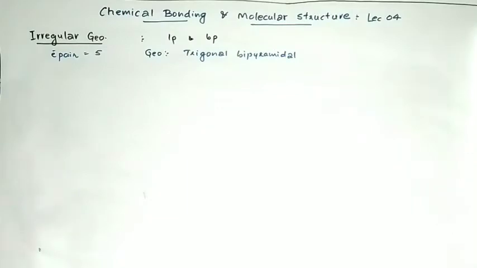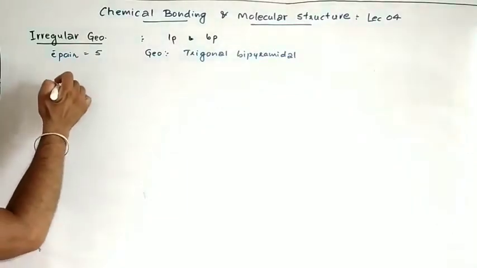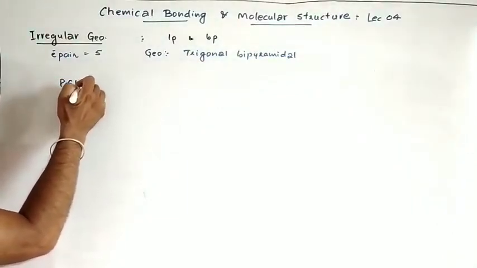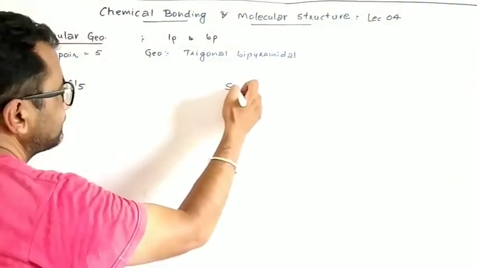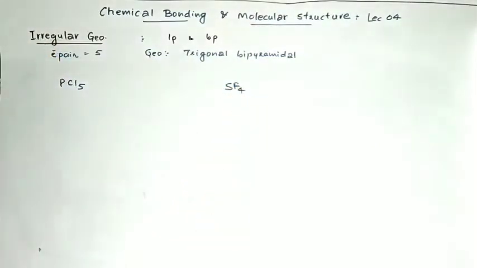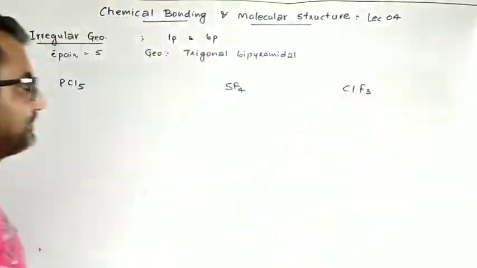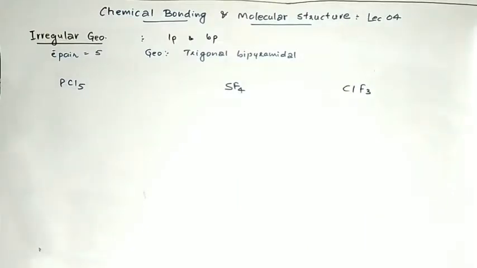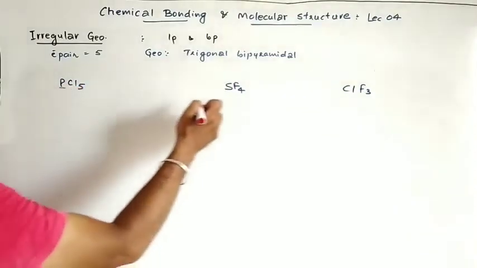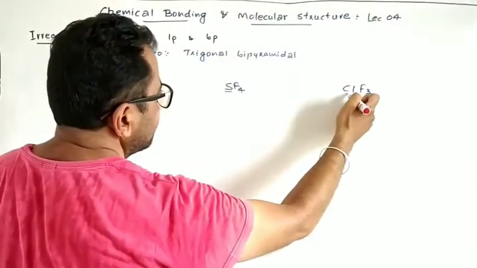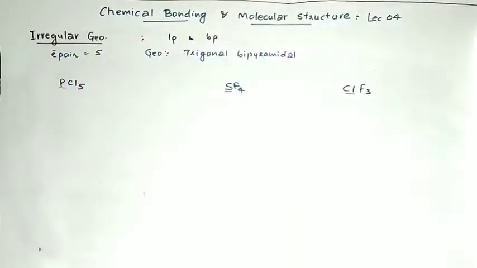Okay. So in this case we will take the example like PCl5, SF4, ClF3. First we will mark the central atom, then find the electron pair: phosphorus, sulfur, chlorine. Find the number of electron pairs.